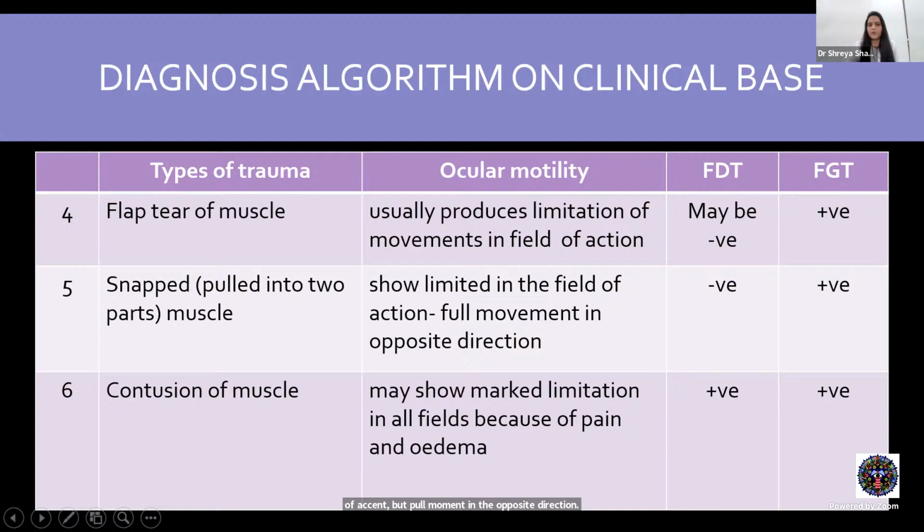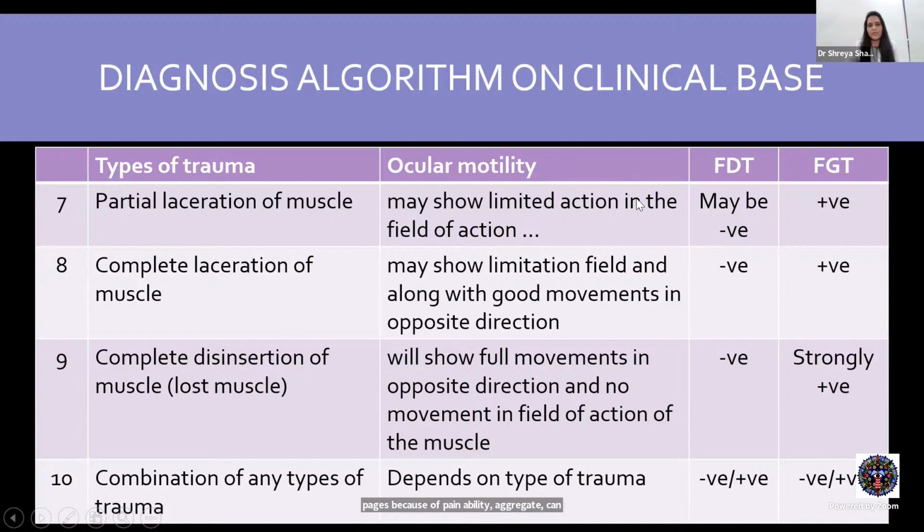Contusion of muscle may show marked limitation in all fields just because of pain. FDT and FGT both can be positive. Partial laceration: limited action in the field of action. FDT may be negative, FGT positive. Complete laceration: definitely FDT negative, FGT will be positive, and limited action in the field of action but good movement in the opposite direction. Complete disinsertion of muscle, or lost muscle, is the same. FDT will be strongly positive, FGT may be negative, and a combination of anything can happen.